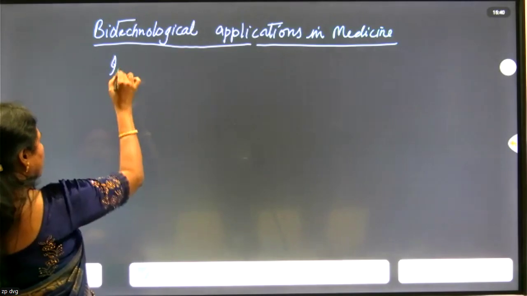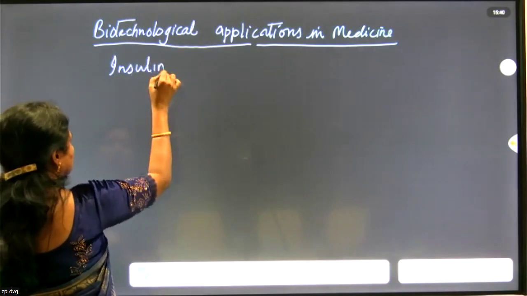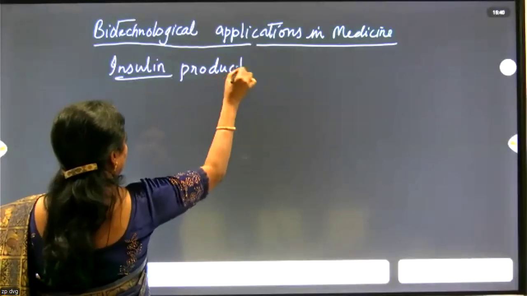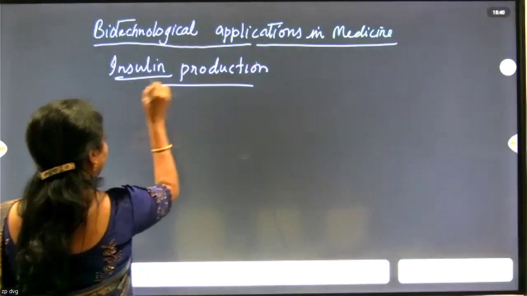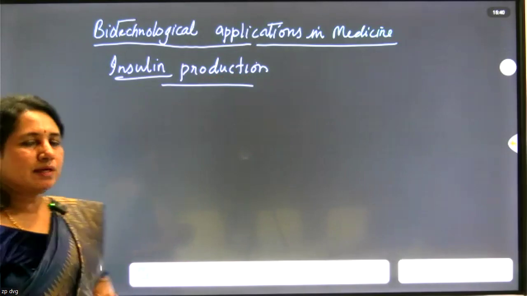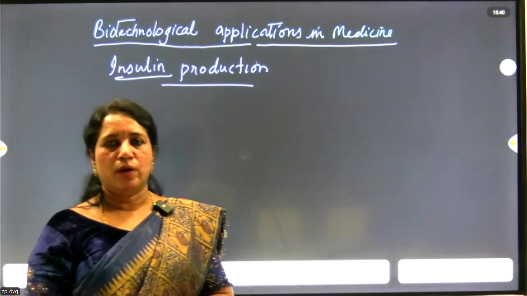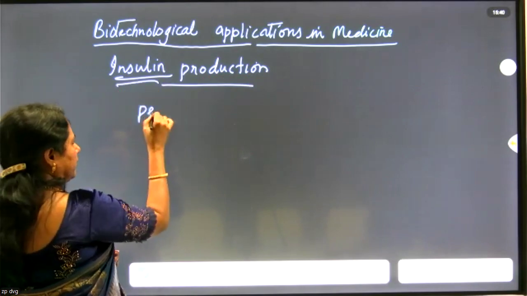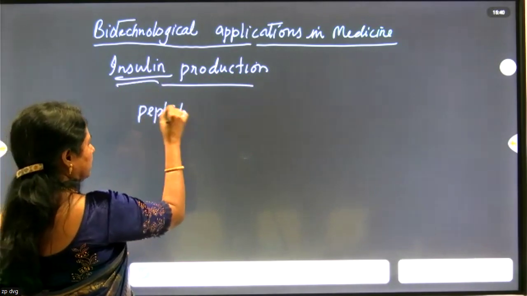So insulin production is the major application in medicine. Insulin is a peptide hormone.